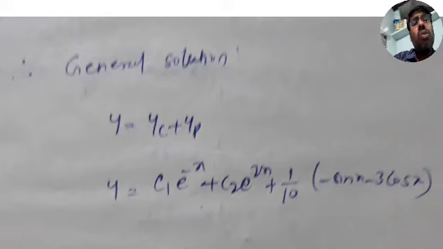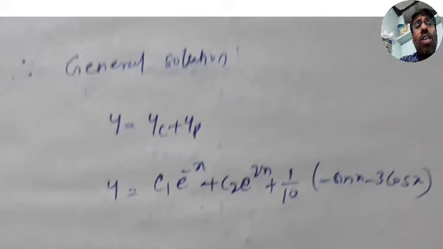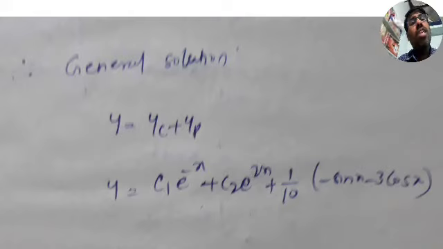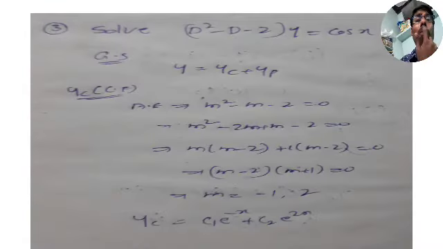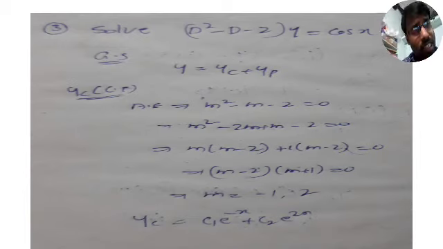Therefore the general solution is y is equal to yc plus yp, that is y is equal to c1 into e power of minus x plus c2 into e power of 2x plus 1 by 10 into minus sin x minus 3 cos x. This is the general solution for the third problem. So we are covering the problems in very fast mode, because this is the first slide of the third problem where we are finding yc. We already did this in the previous classes.